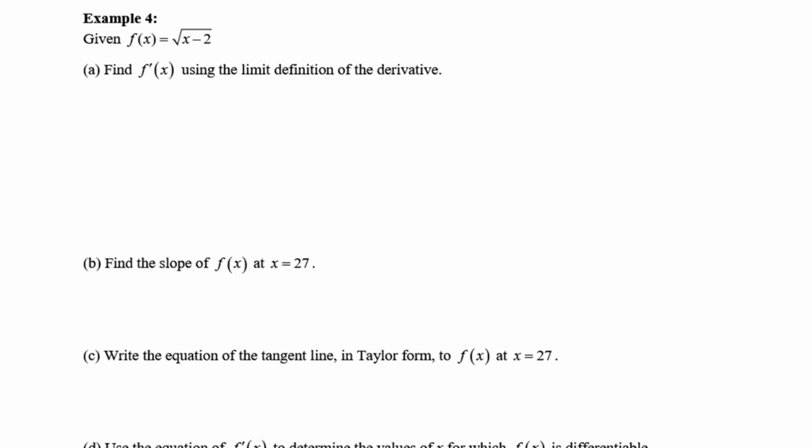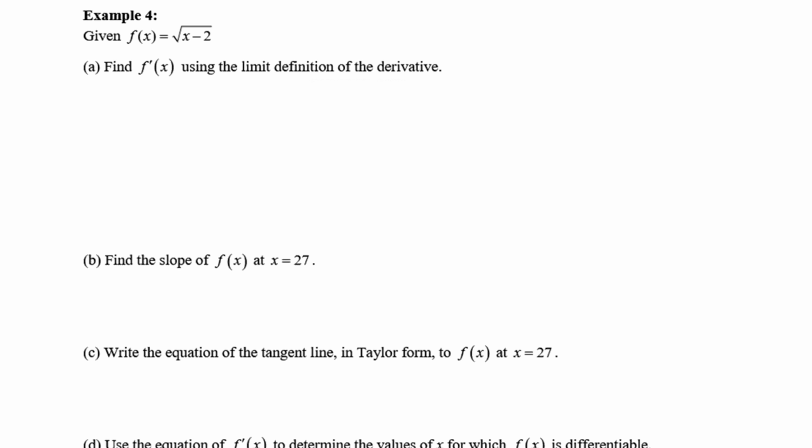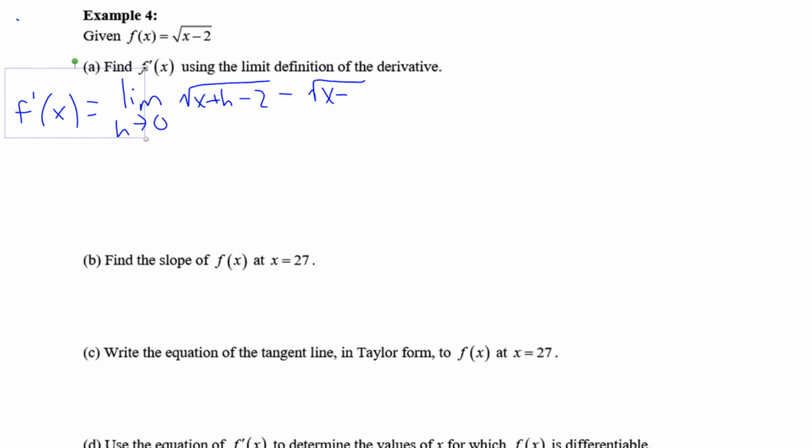So we're given a function. We need to find f prime of x using the limit definition of the derivative. So I'm going to make this a little bit smaller. There we go. So we're going to set up. Don't forget the limit. F prime of x equals the limit as h approaches 0. It's going to get annoying to write that every time. Too bad. Do it anyway. Okay, f of x plus h, so that would be the square root of x plus h minus 2, minus f of x, all over h.